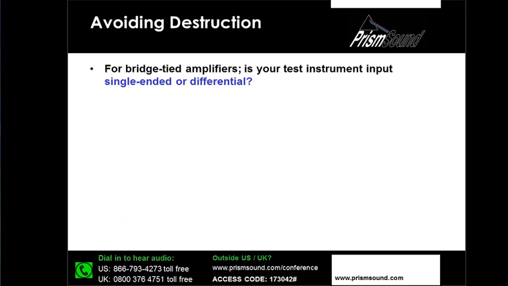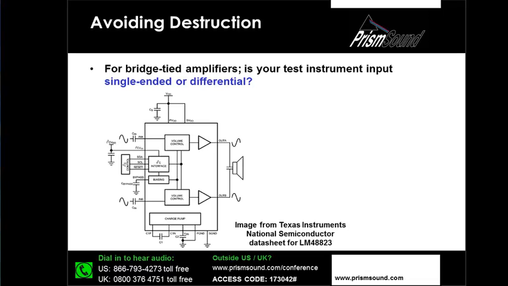First of all, one question you do need to ask yourself is related to your test instrument inputs. Specifically, this is a question for people who are working with bridge-tied amplifier designs. And the question you need to ask yourself is, does your test instrument have a single-ended or a differential input? What do we mean by bridge-tied amplifiers? Well, this is the kind of thing we're talking about. This is just taken from a standard off-the-shelf part.